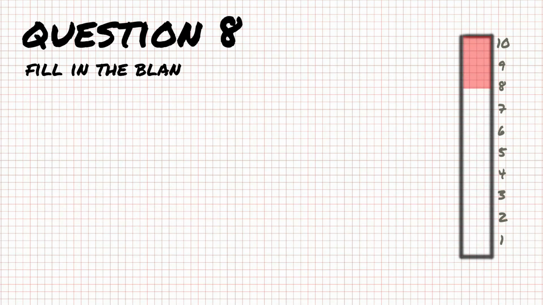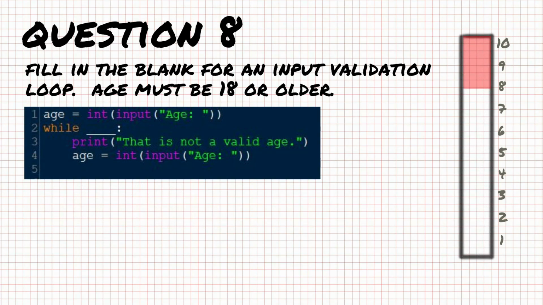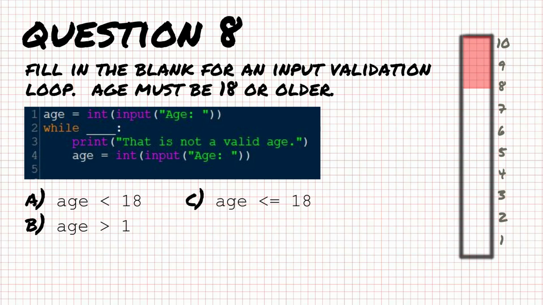Question 8. Fill in the blank for an input validation loop. Age must be 18 or older. age = int(input("age")). While blank: print "that is not a valid age", age = int(input("age")). Is it A, age < 18, B, age > 18, C, age <= 18, or D, age >= 18?